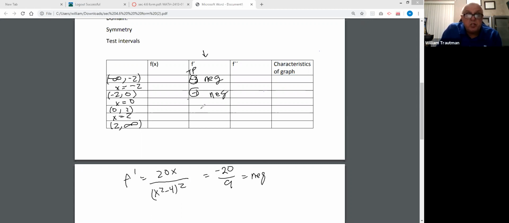I'm going to keep on going. I'm going to go down to the next interval. And I'm going to put 1 in here. 1 is in that interval between 0 and 2. When I put 1 in there, I get 20 on top, and I get 9 on the bottom. I get a positive number. So the slope is positive in this interval.